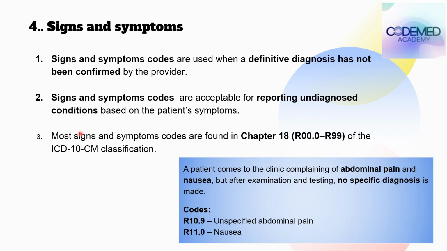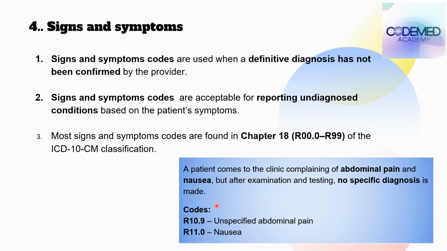Let us look at point 4, that is signs and symptoms. Sign and symptom codes are used when a definitive diagnosis has not been confirmed by the provider. Sign and symptom codes are acceptable for reporting an undiagnosed condition based on the patient's symptoms. You will find these codes in chapter 18 that begins with the letter R in the ICD-10 classification.